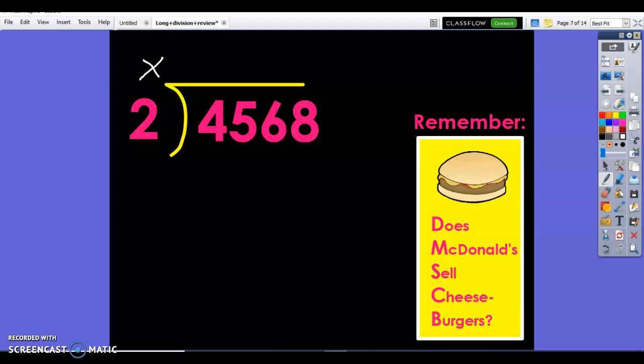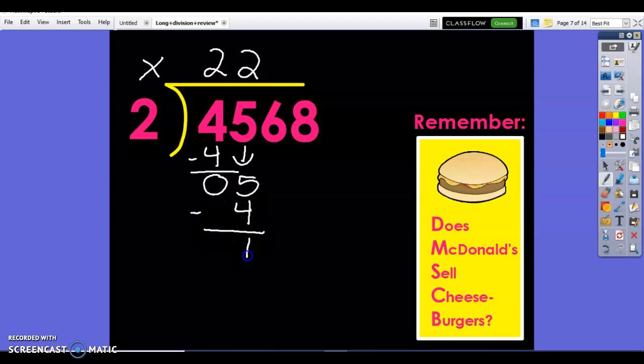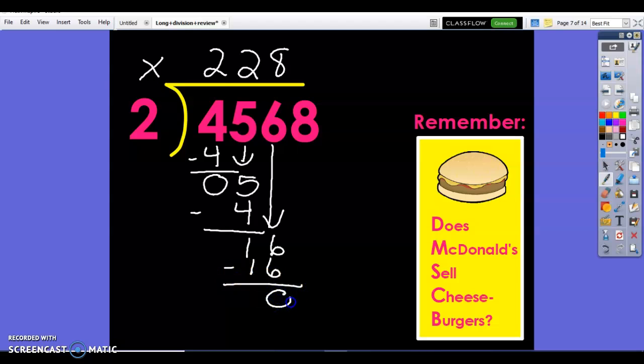2 divides into 4 2 times. 2 times 2 is 4. You subtract. You have a 0. Bring down 5. 2 divides into 5, again, that is 2. 2 times 2 is 4. You subtract. 5 minus 4 is 1. Bring down 16. 2 divides into 16 8 times. 8 times 2 is 16. I subtract. Bring down my 8.